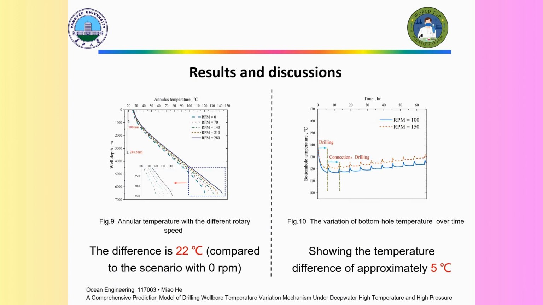Results and discussions. Figure 9, annular temperature with the different rotary speed. The difference is 22 degrees centigrade compared to the scenario with 0 revolutions per minute. Figure 10, the variation of bottom hole temperature over time, showing a temperature difference of approximately 5 degrees centigrade.